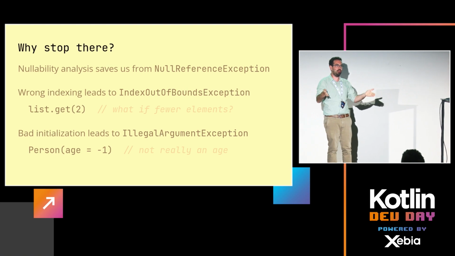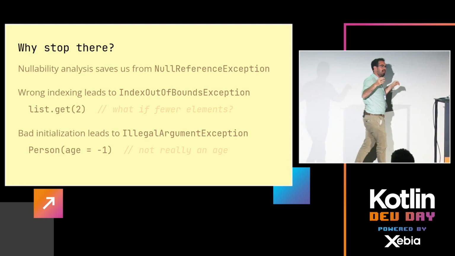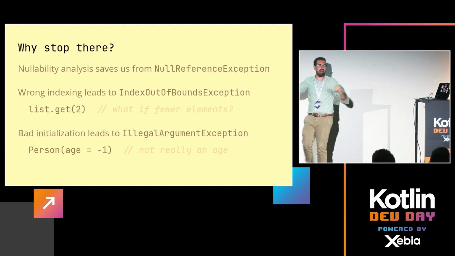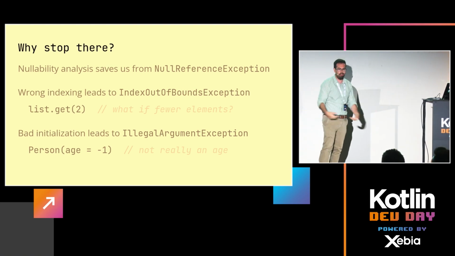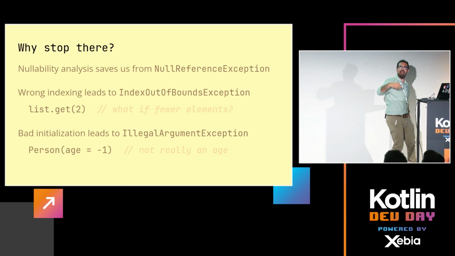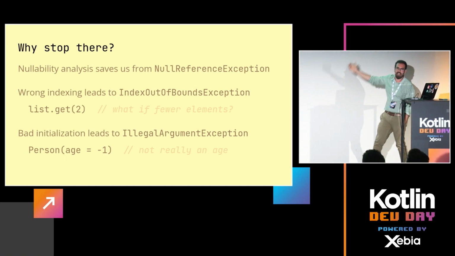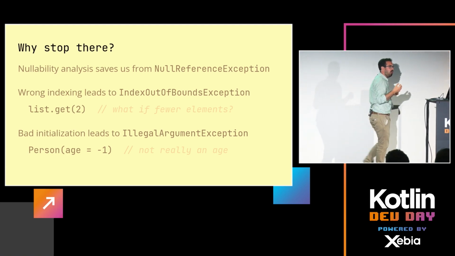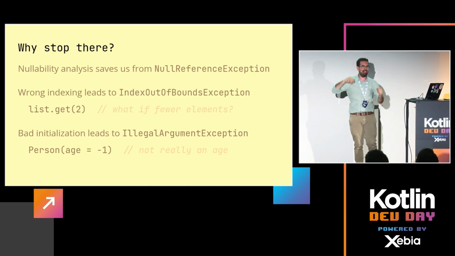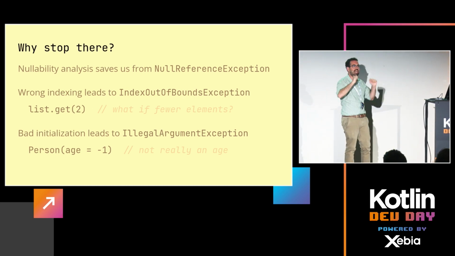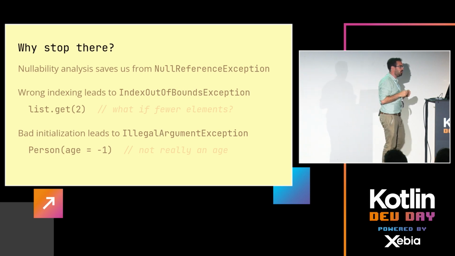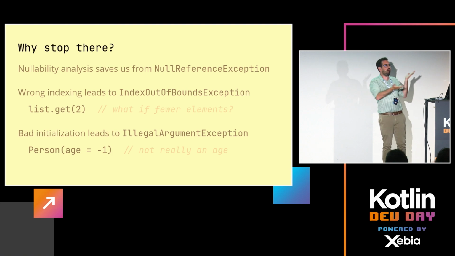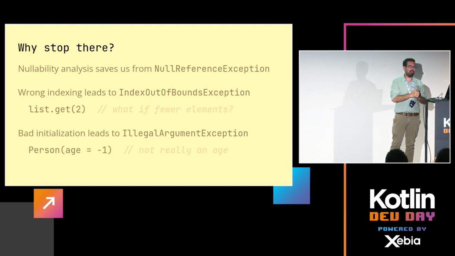I mean, we got rid of a terrible kind of exception, which is the null reference exception. But we have way more. I mean, the field is full of all these mines. So we can get index out of bounds exceptions because we are accessing the wrong index in a list. Or we can give a weird number to, like, a person's age, like -1, which doesn't make sense. So we have these illegal argument exceptions. So, why stop there? Why not do the same thing that we did with null reference exceptions?